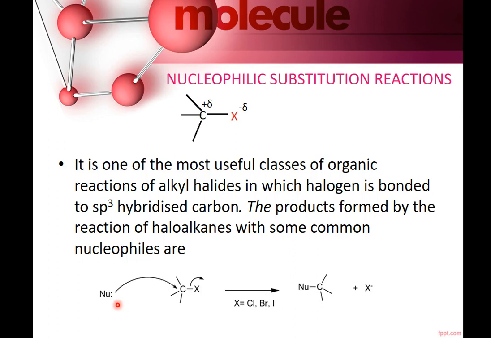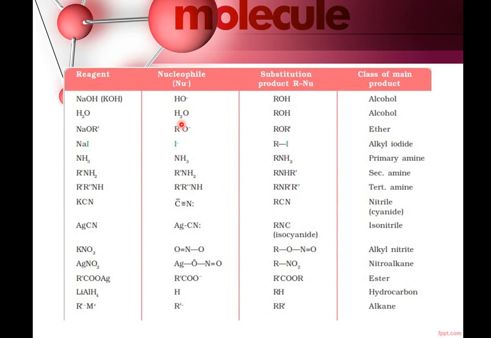The reaction takes place like this. Nucleophile attacks this carbon and halogen goes out. Halogen may be chloro, bromo or iodo. Now, this is a table which shows some common reagents, some common nucleophiles and the products formed.